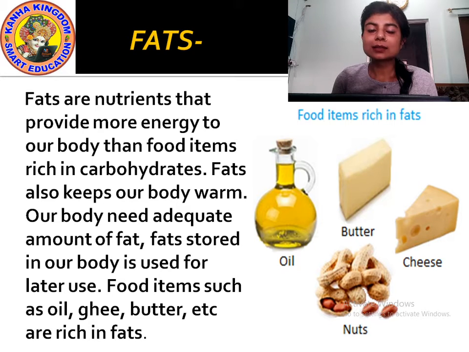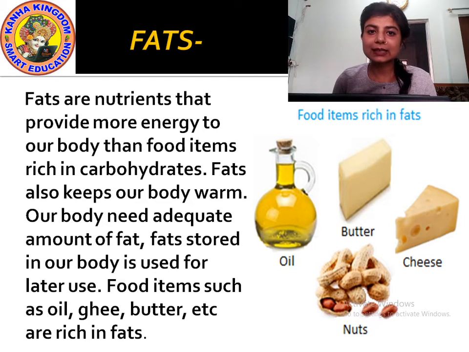Many different diseases. These fats in our body should be in limited amount. We should not eat too much of fatty substances. The food we eat should not contain so much fat. Though fat is a nutrient needed by our body, as it provides us more energy than food rich in carbohydrate, it should be taken in limited amount, that is adequate amount. The meaning of adequate is in a limit.